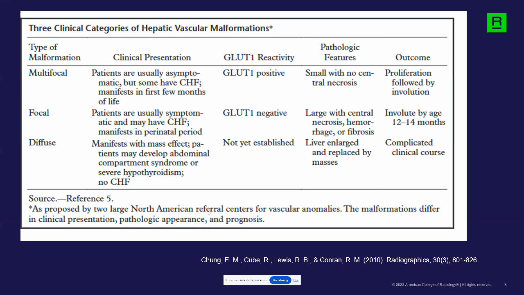So here's just to show you from a Radiographics article by Dr. Chung, who presented this lecture on these lesions. Here in the middle, we have this GLUT1 negative lesion, where the patient was asymptomatic, but it's a large mass with central necrosis and hemorrhage in this hepatic vascular malformation. This would involute at 12 to 14 months, as opposed to the multifocal lesions, which are GLUT1 positive, which proliferate, then involute. So this surely should have started to involute over time. And then the diffuse masses, which are more complicated and tend to replace the entire liver.